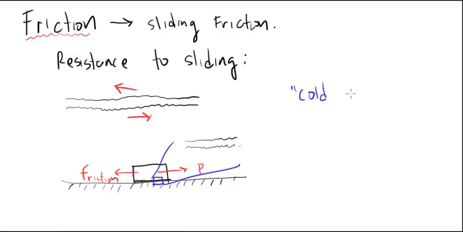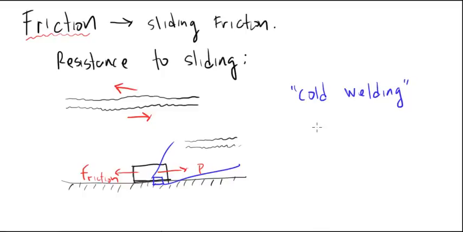Okay, welding. Welding is a term that's usually used for when you heat metal up. The metal will melt, and then if you put two pieces of this molten metal together, the metal will weld to itself or fuse with itself. Cold welding is an interesting phenomenon.